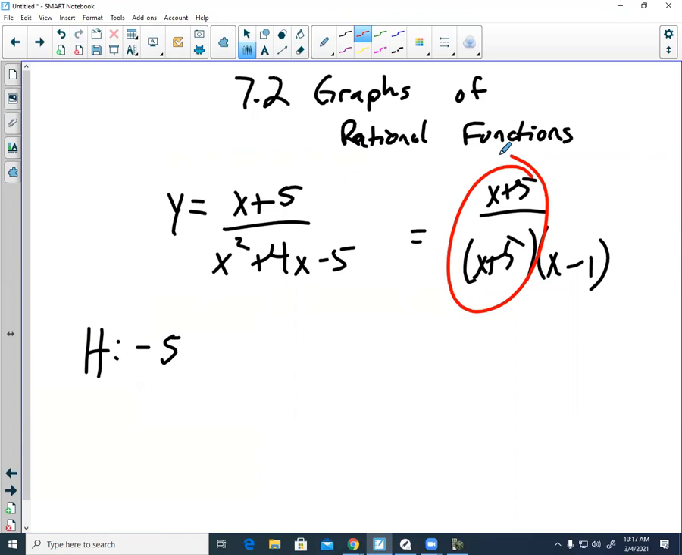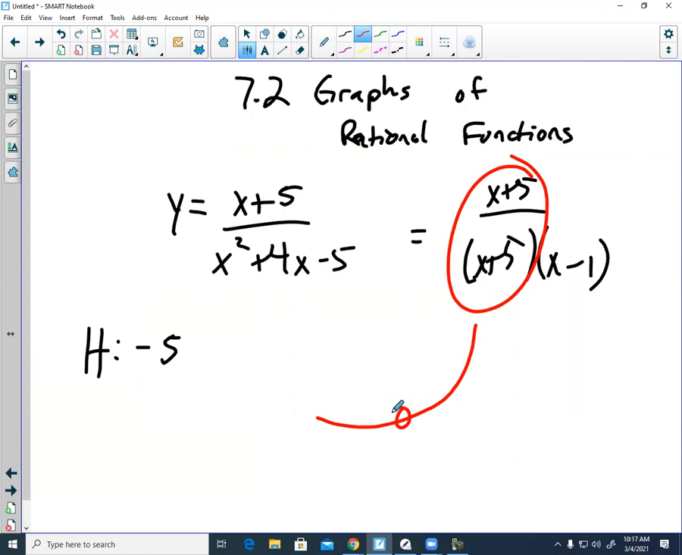So if we say that there's a hole at -5, that means that my graph will look completely normal, but at -5, it's just saying that spot doesn't exist. Everything else is still okay though. All right, that's kind of what's going on with holes.